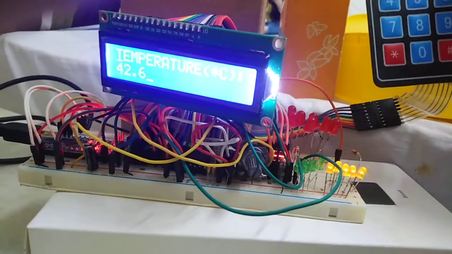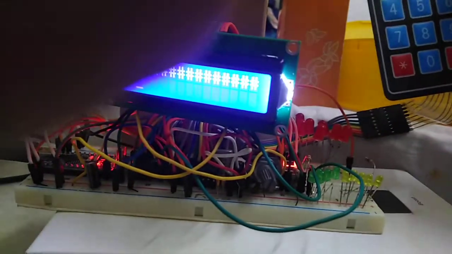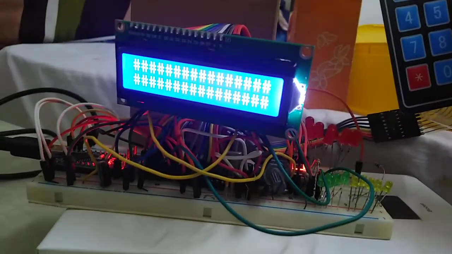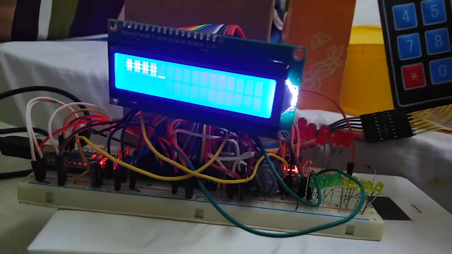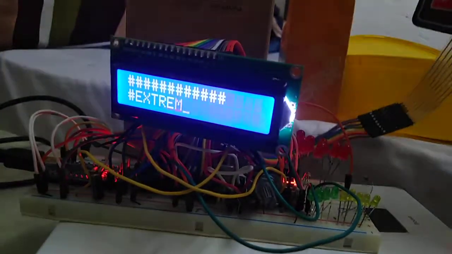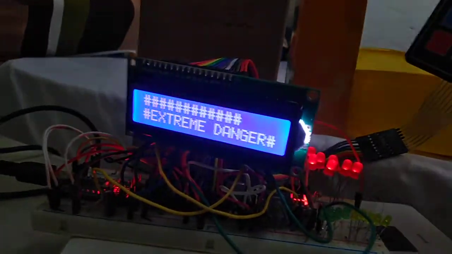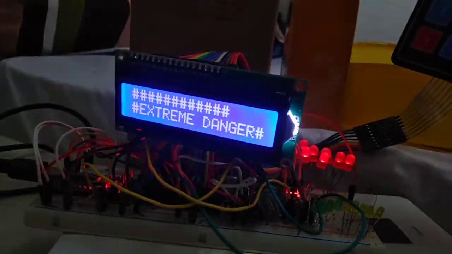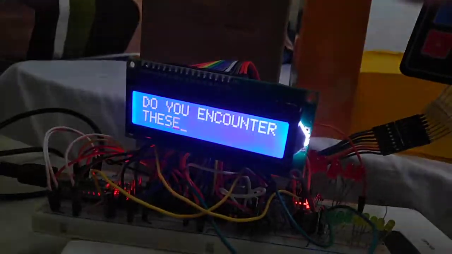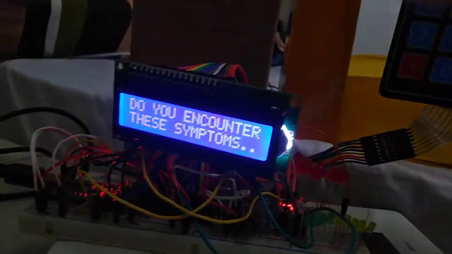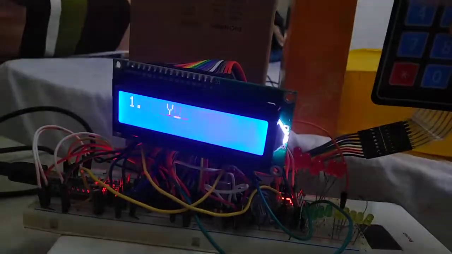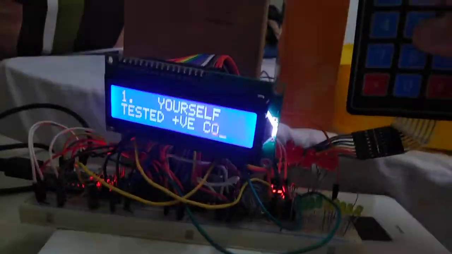42.6. We check again. So 42.6, the temperature is very high. So extreme danger, it's not safe, dangerous. The red LED blinks 5 times. We might find that temperature has a range of indications: safe, unsafe, dangerous, high fever, hypothermia, and so on.